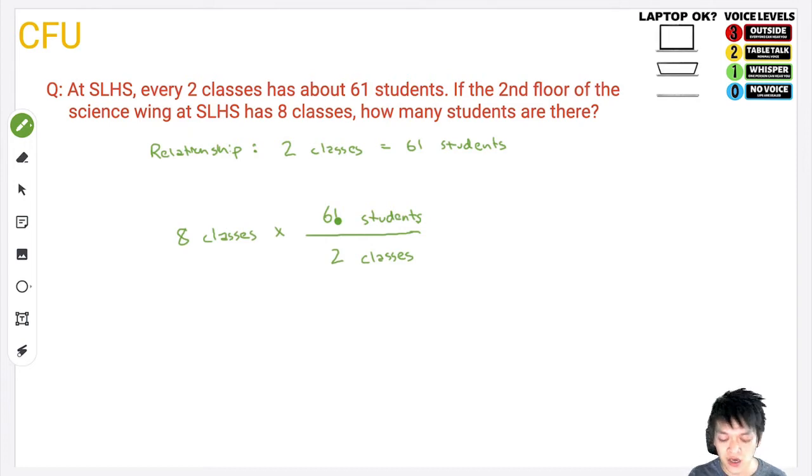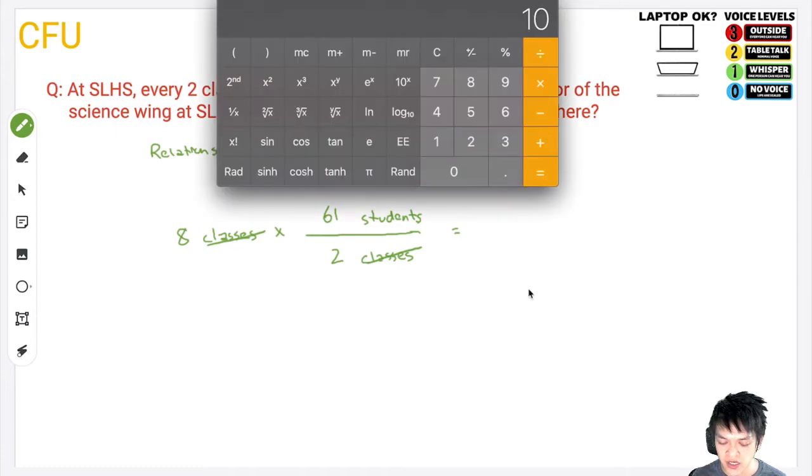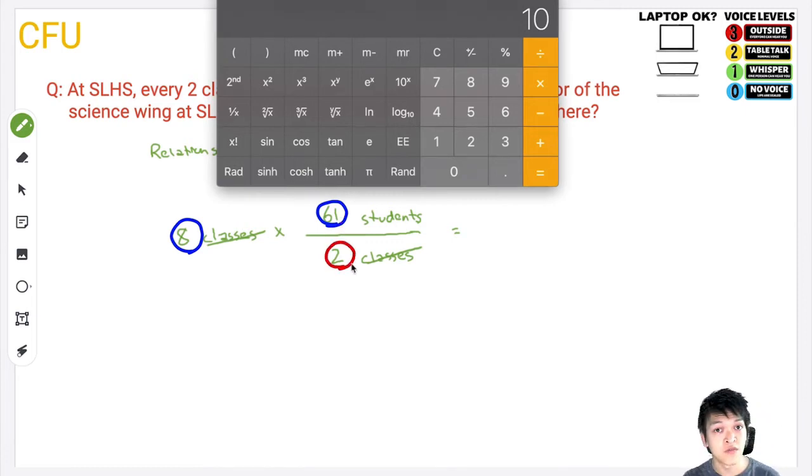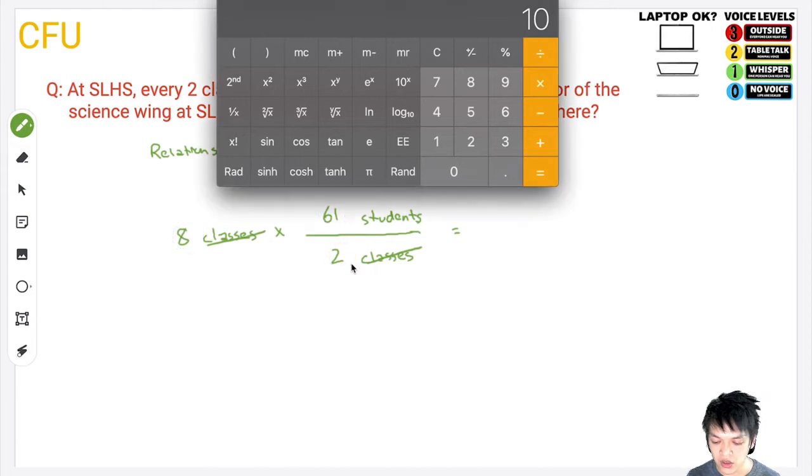The unit that cancels out here is classes and classes. We're left with students. That's what the question is asking for. So I can write my equal sign and do this in a calculator. So in a calculator, we know that we are starting with 8. There's a 61 on top, so you multiply by 61, but since the 2 is on the bottom, you would divide by 2. Okay? So starting with 8, we're multiplying by 61, and we're dividing by 2.